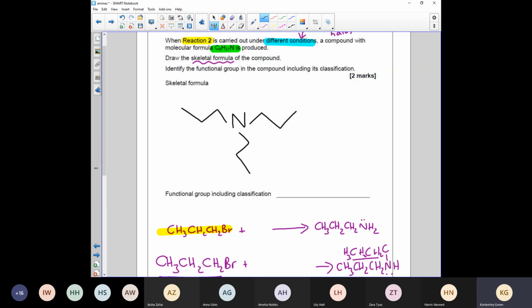So it now says functional group including classification. This is still an amine, it's got a nitrogen, things attached, but everything that's attached is a carbon chain, so 3 carbon chains attached, so we've got a tertiary amine. If you wrote tertiary, that is fine, or if you just do the little 3 degrees thing, that is also fine. If you just put amine, it wouldn't work out. It does specifically say classification. So classification is the fact that it's tertiary, and the functional group is the fact that it's an amine group. Okay, so that's okay.